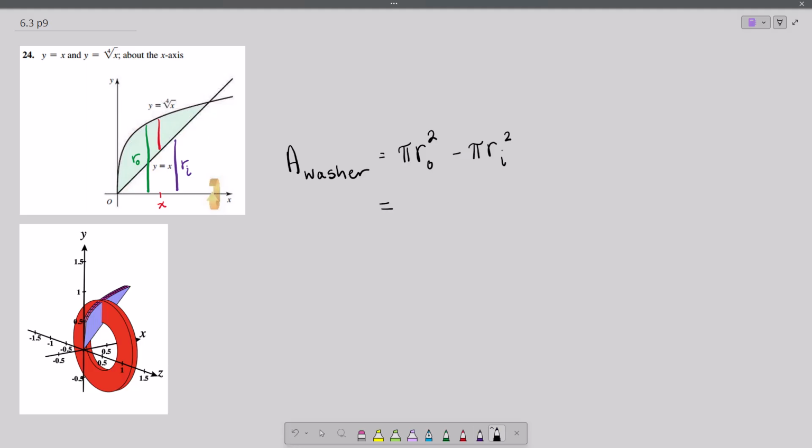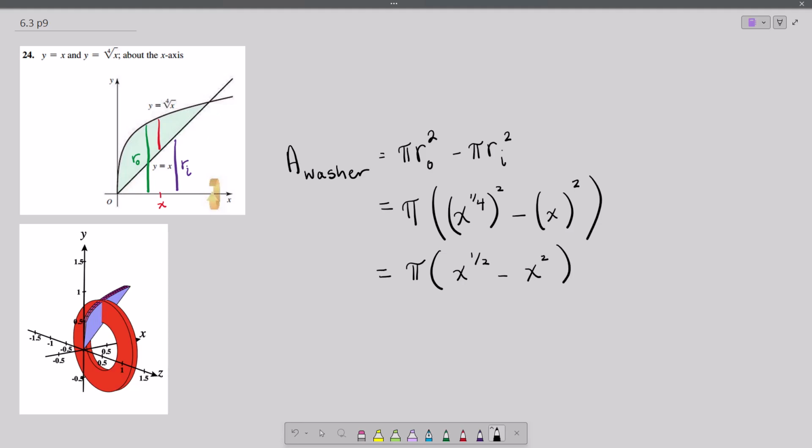So let's see what we end up with. So we can factor out the pi here, of course. So outer radius is this function, the green one. So that's x to the 1/4. And then we're squaring that. Minus the inner radius, which is just x. And then we're squaring that also. So that is going to give us the area of the washer at x. If we simplify this a skosh, we'll have x to the 1/2, power to power we multiply. So there is our simplified area function.